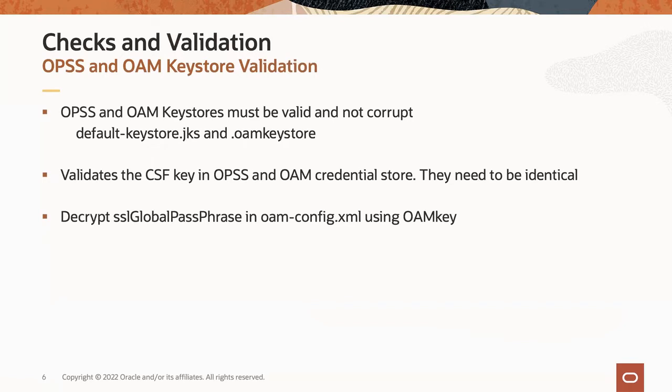OPSS and OAM keystore validation. The OPSS and OAM keystores need to be valid and not corrupt. So these are the keystores, the default keystore.jks and OAM keystore. It also validates the key in the OPSS and the OAM credential store. They have to be identical. The OPSS and the OAM keystore keys have to be identical. We also decrypt the SSL global passphrase in the OAM config.xml using the OAM key to make sure it's valid and correct. That's the first check.